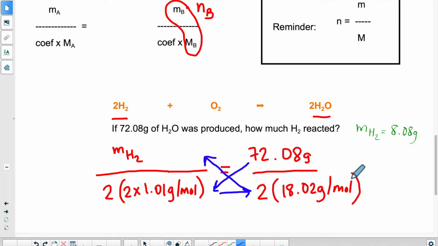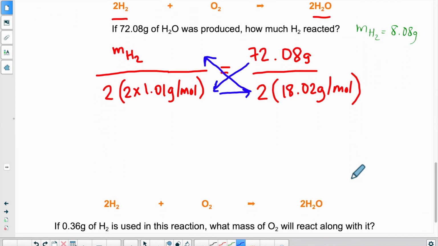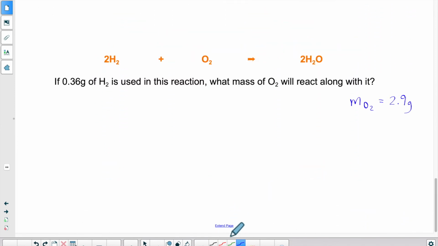Now let's take a look at a second example. I just want to show you that it can work with any 2 substances in a given reaction. So in this case, we have 0.36 grams of H2. So we are comparing H2 and H2O. They're asking if this amount of H2 reacted, what mass of O2 had to react with it. So I have 0.36 grams of H2. I have 2 moles of H2 that react, and the molar mass of H2 is 2.02 grams per mole.